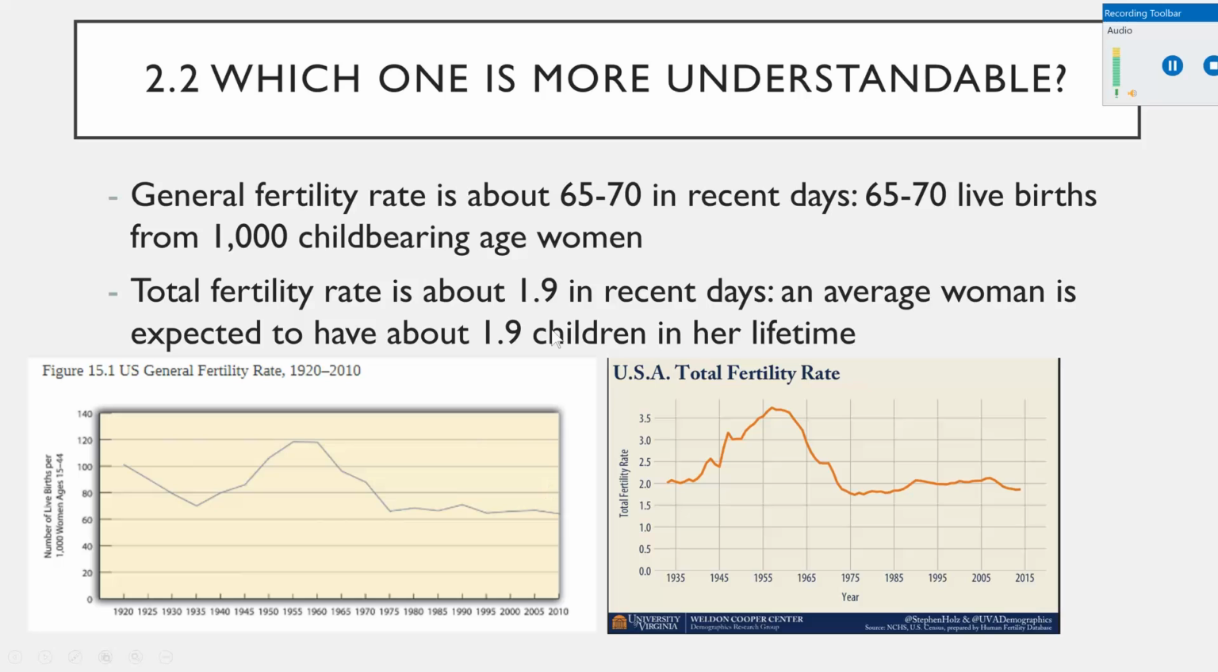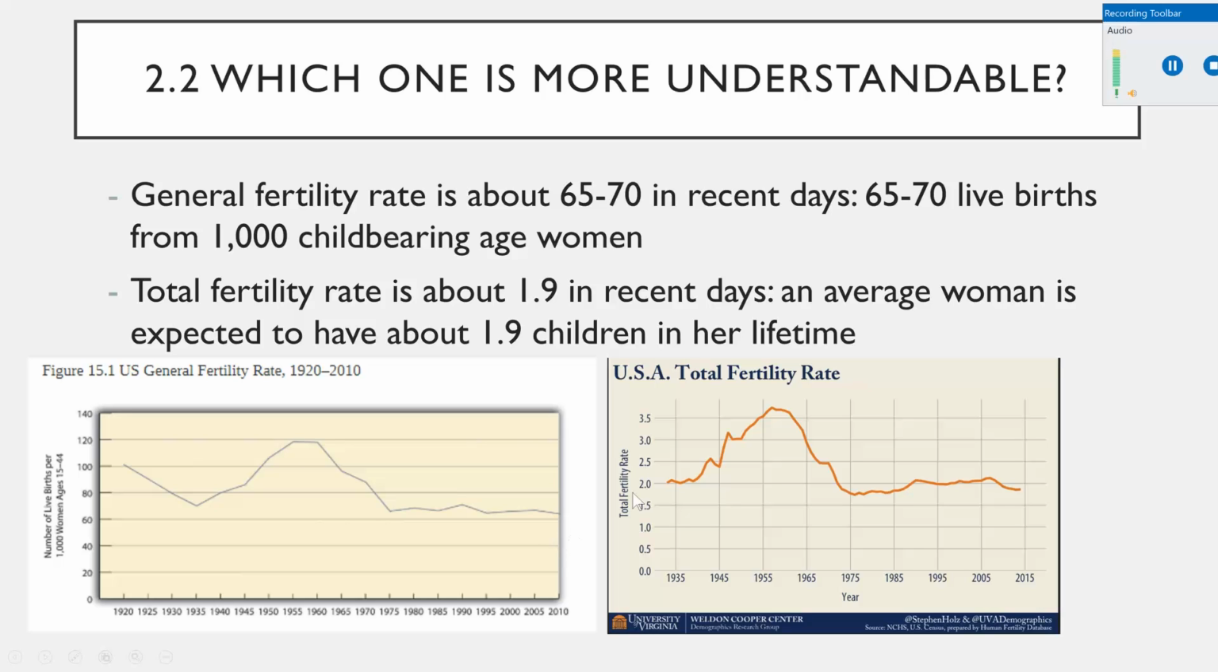The graph on the left-hand side is the general fertility rate, the number of live births per 1,000 childbearing age women. In this trend, you can see a general decline, even though there are some big fluctuations. The level reached about 65 to 70 live births per 1,000 childbearing age women in 2010. So it's a little bit tricky to cite or explain in short sentences.